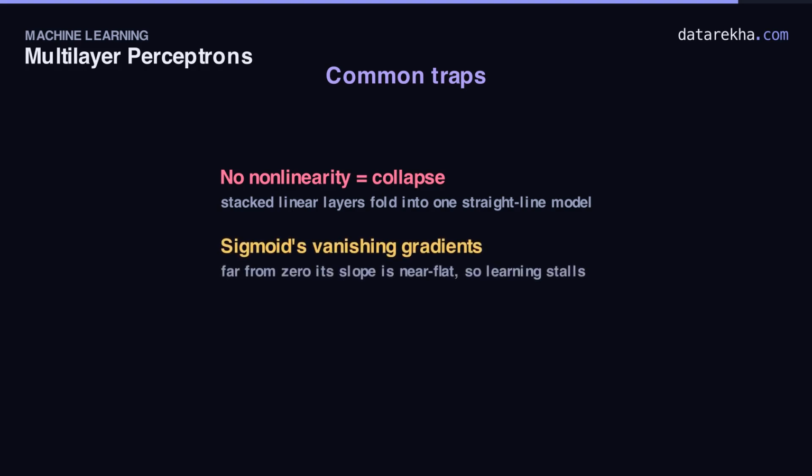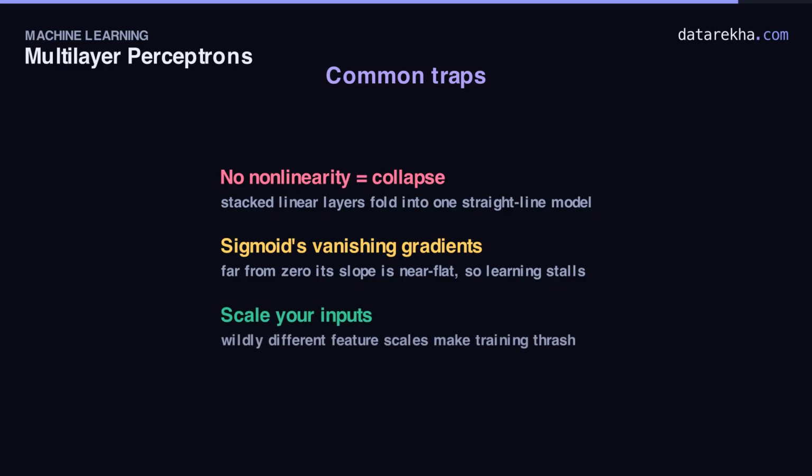Trap 2. Leaning on the sigmoid everywhere. Out in its flat tails, its slope is almost zero, so the learning signal shrinks to nothing as it passes back through many layers. That's the vanishing gradient problem, and it's a big reason ReLU took over the hidden layers.